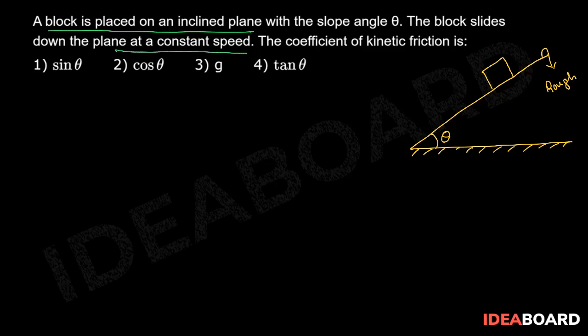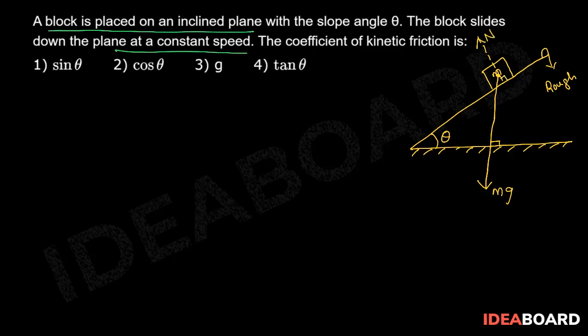Let us draw the free body diagram on the mass small m. Its weight mg acts vertically downwards. Normal force acts perpendicular to the inclined plane in the upward direction.